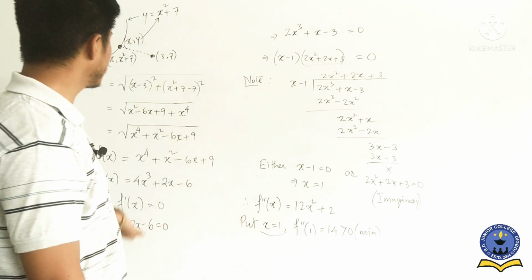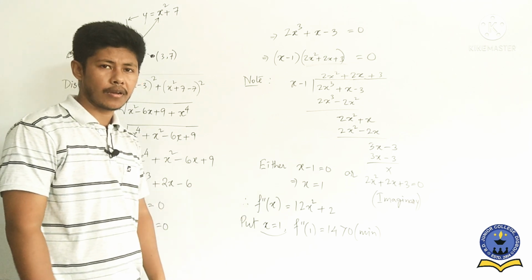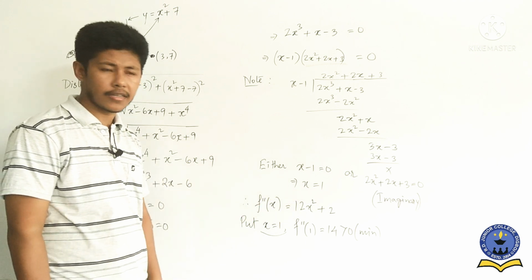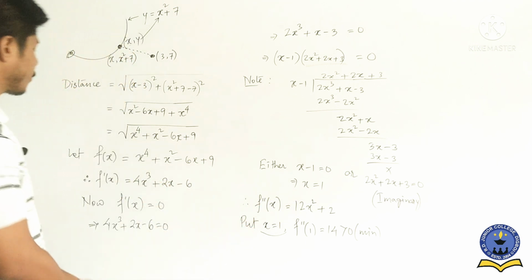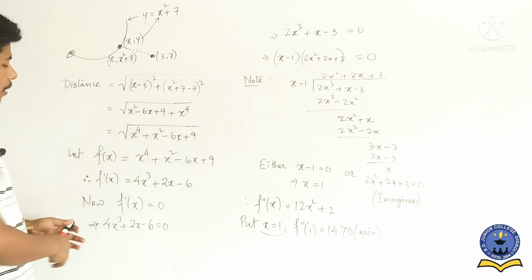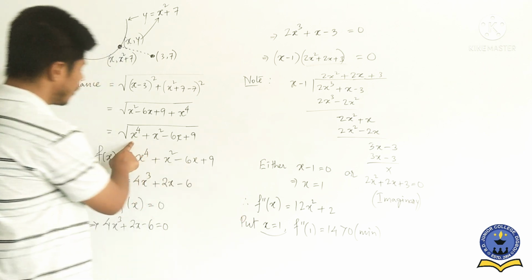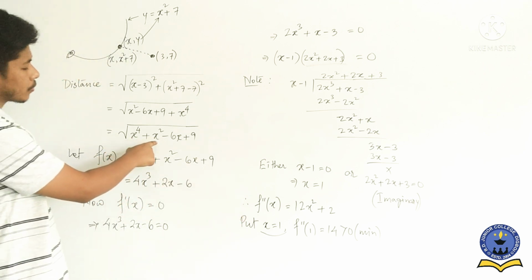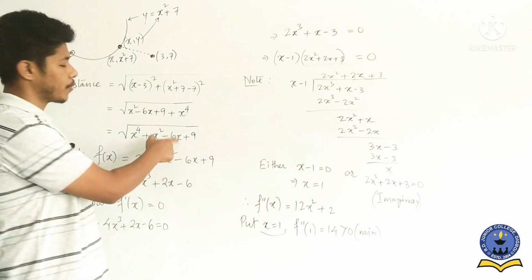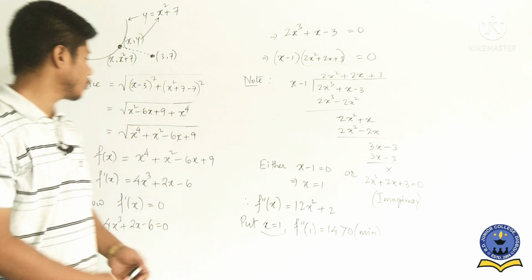Minimum means the nearest distance, which according to our question we have to find out. And how can we find out the nearest distance? At x equal to 1, we get the nearest distance. And this x equal to 1, we have to put in the given function, or you can put here also. If you put 1 here, 1 plus 1, 2, 2 plus 9, 11, 11 minus 6, 5. Ultimately, the nearest distance is root over 5.